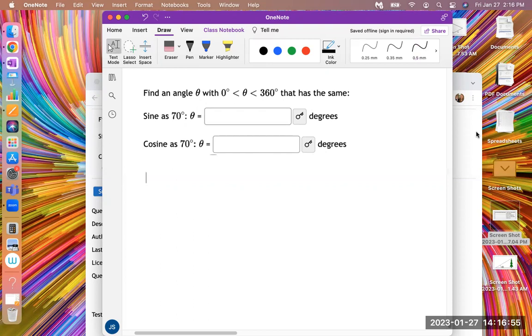So let's look at this. First, I draw a 70-degree angle. We want the sine and cosine to be the same as a 70-degree angle. So let's look at what a 70-degree angle looks like. I don't have to measure this exactly, but I do know it's between 0 and 90 and probably a little bit closer to 90. So I'll just draw this. Okay, and then now I can draw any circle I want, really. I just draw a circle.